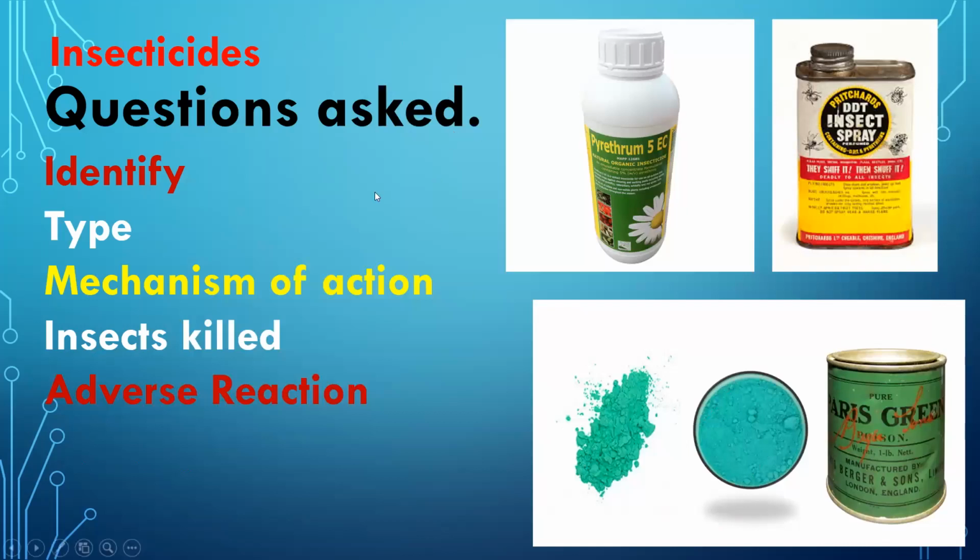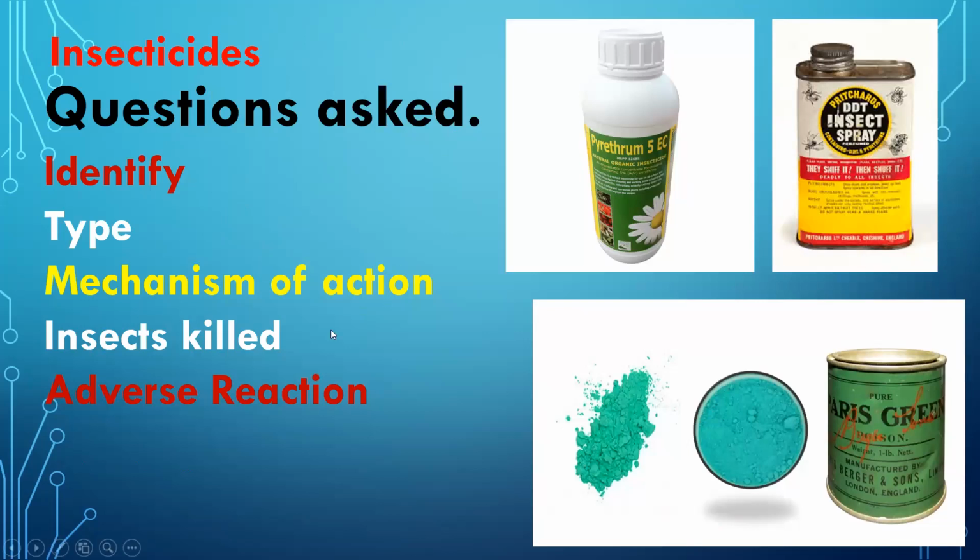Then insecticides, this also comes, it's related with the entomology. So in insecticides also, usually they keep the Paris green or DDT and pyrethrum. These are the 3 chemicals usually kept in insecticides. So you have to identify the type of insecticide. So for this, you need to know the classification of insecticides. Then mechanism of action, how this insecticide is killing the vector or the mosquito or housefly.